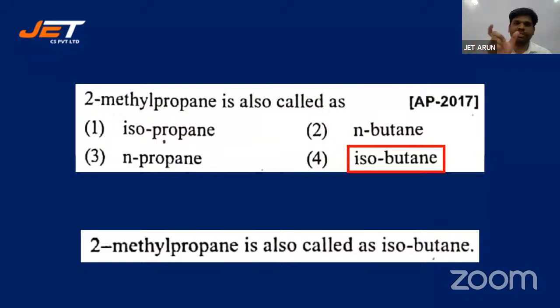You'll have a propane, longest chain as propane, and its second carbon atom, you'll have 1 methyl group. And it's called isobutane because there are 4 carbon atoms. It's an ane, butane, and at iso position, you've got a methyl group.